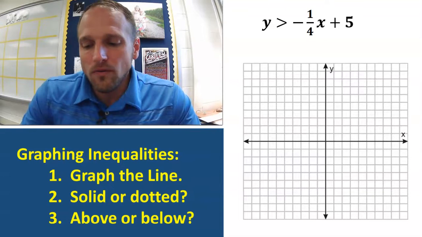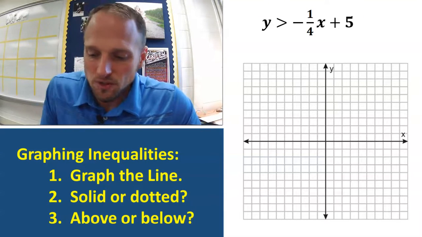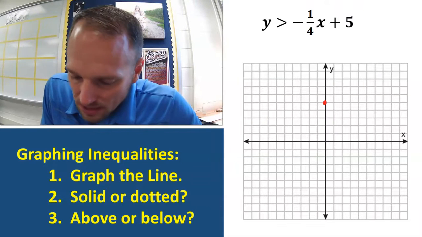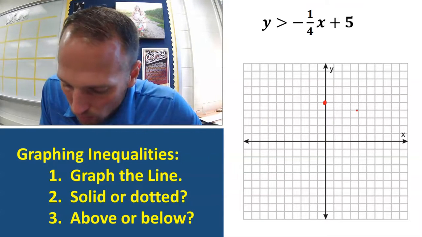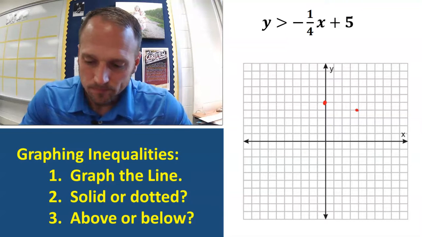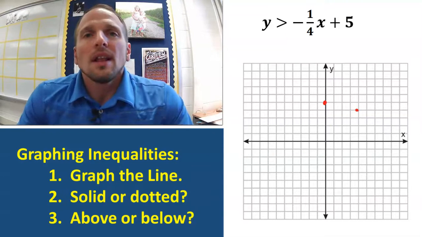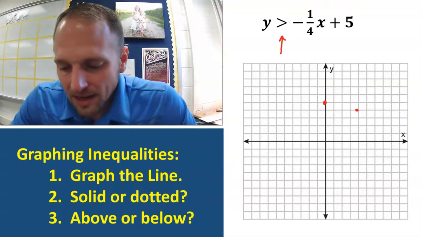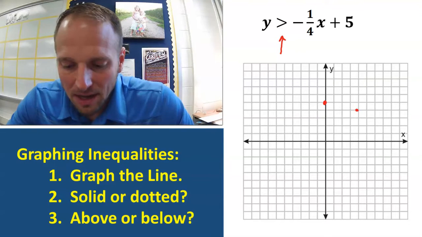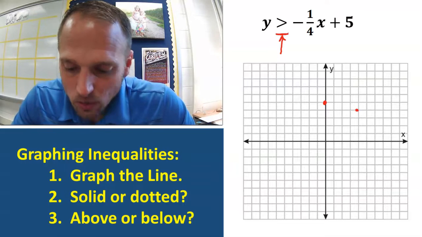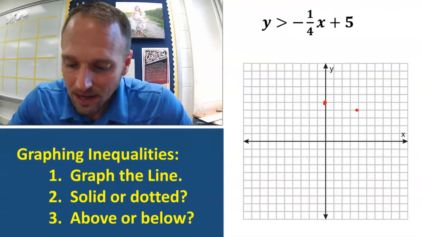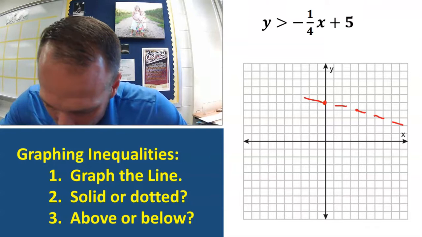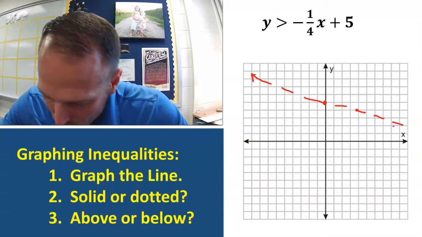Y is greater than -1/4 x plus 5. So we're going to go up 5. Slope is down 1 over 4. All right, so let's just decide solid or dotted right now. Let's look at this line. Is this going to be a solid line or a dotted line? Well, there's no equal sign down there, so this is definitely going to be a dotted line. So let's just go ahead and make this a dotted line right now as I'm drawing it. Okay, so there's my dotted line.